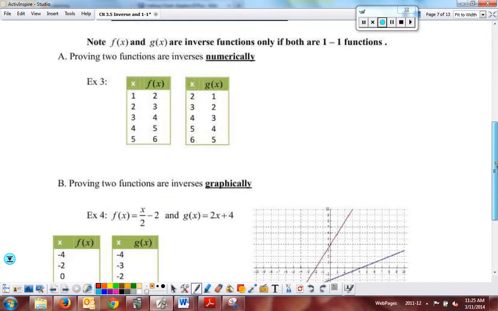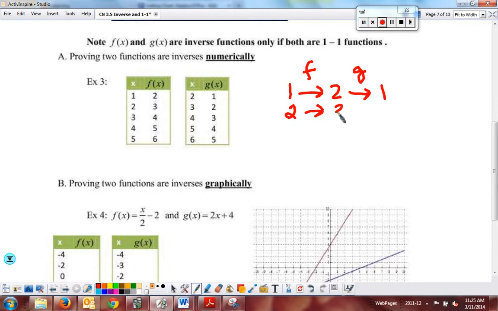All right, so suppose, let's look down here numerically. I have given you two functions, and these are the only points on the function. I know that 1 goes to 2, and 2 goes to 1 over here. So that seems okay, right? 1 goes to 2, this is on F, and 2 went right back to 1 on G.